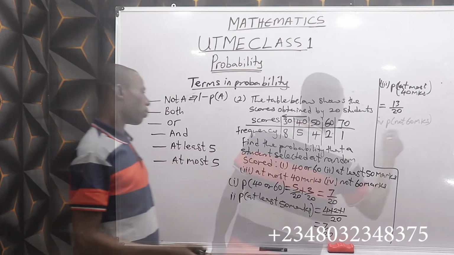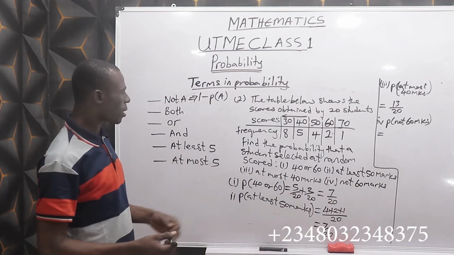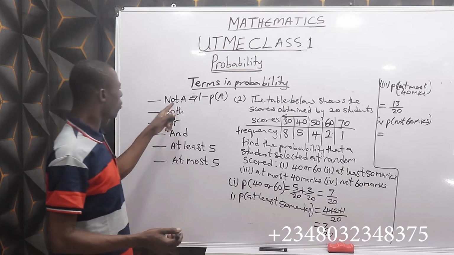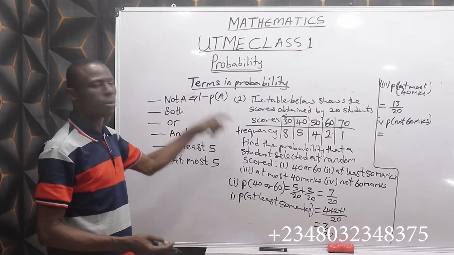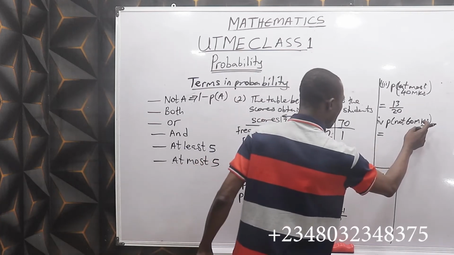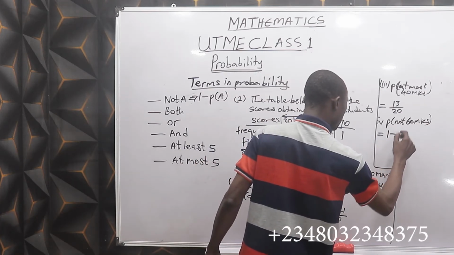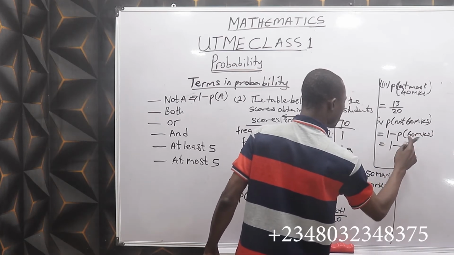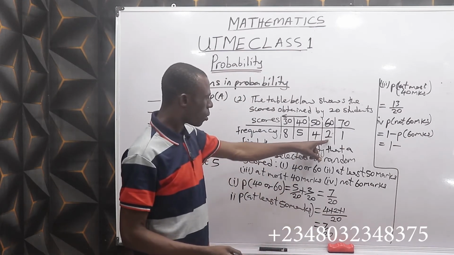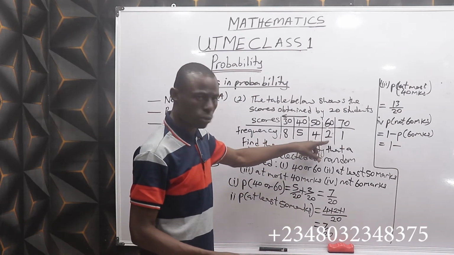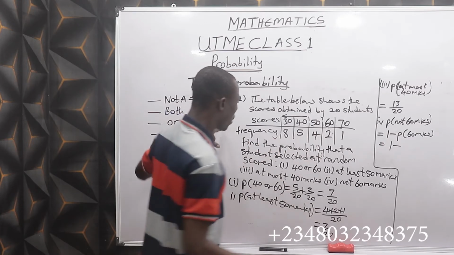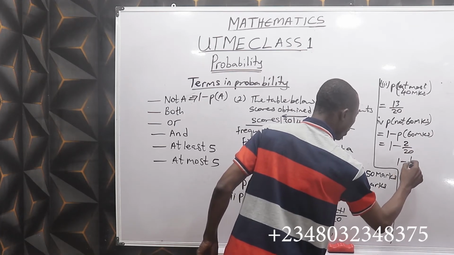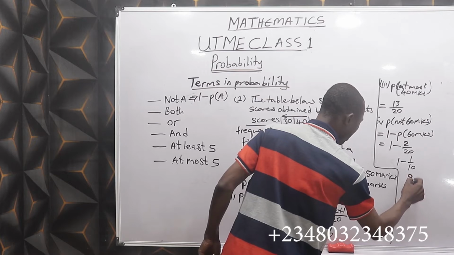Roman figure 4. Probability of not scoring 60 marks. What does that mean? I have told you probability of not A means 1 minus probability of A. So probability of not scoring 60 marks means 1 minus probability of 60 marks. So what's the probability of scoring 60 marks? That is 2, the required number of students that scored 60 marks, all over total possible outcome 20. 2 over 20, which is 1 over 10, which in turn gives 9 over 10.